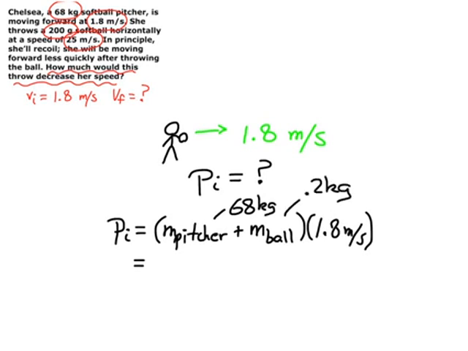That's 0.2 kilograms, and that's not going to make a significant difference in the mass of the whole system. And the speed's known, so we can calculate the initial momentum. And if we do that, we get 123 kilograms meters per second. Now, let's look at the situation after she throws the ball.